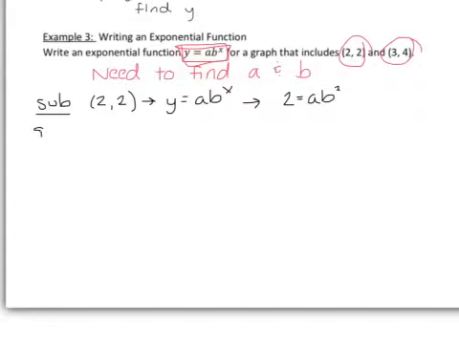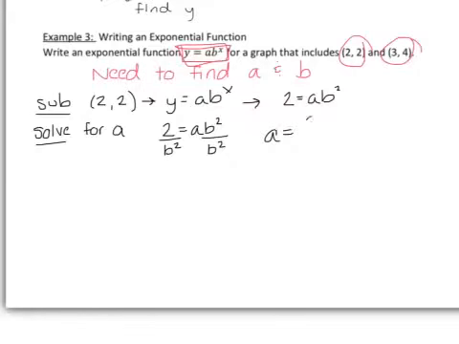Okay, next is solve for, we just want to get one of those variables by itself. I'm going to go with A since its exponent is 1. So solve for A. Out of 2 equals AB squared, I can divide both sides by B squared. So what does A equal? 2 over B squared. Very good. Okay, so that is important. We'll come back to that.